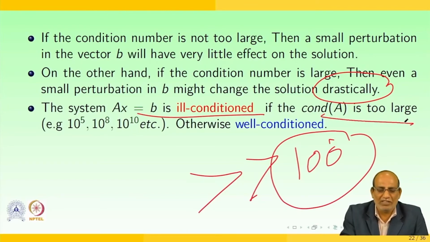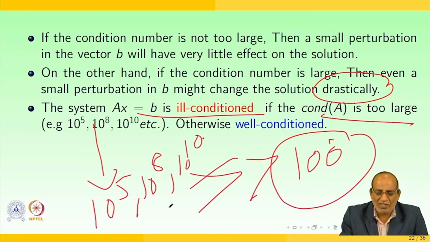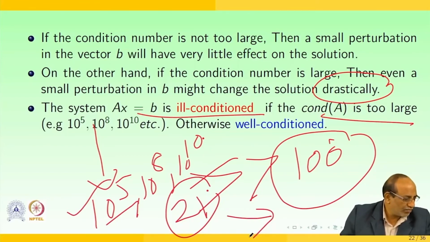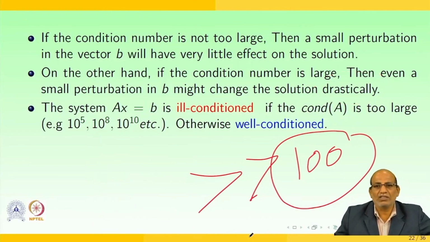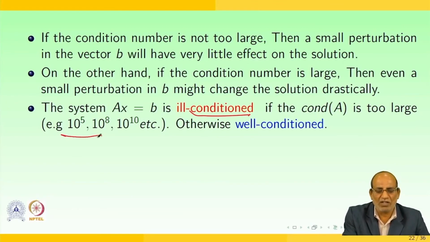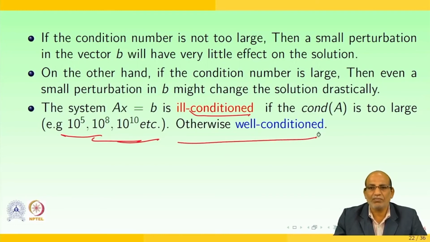The system Ax equals B is said to be ill-conditioned if the condition number of A is too large. That means you see here 10 power 5, 10 power 8, 10 power 10. In the previous case it was only the number 21. We can call it a small number compared to this number. So in that case we can conclude that it is a stable system. Yes, so the system Ax equals B is ill-conditioned if the condition number of A is too large, that is 10 power 5, 10 power 8, 10 power 10, etc. Otherwise, it is a well-conditioned system.